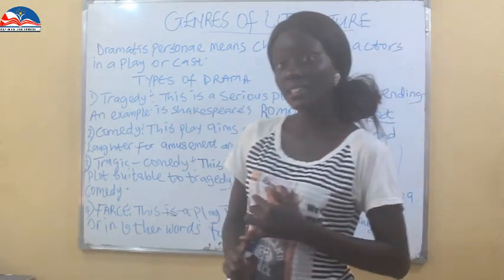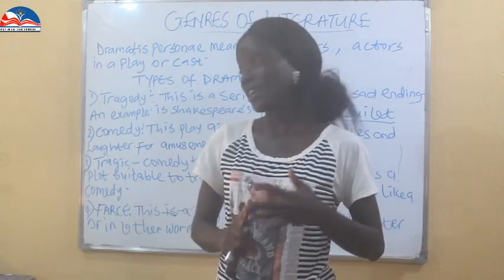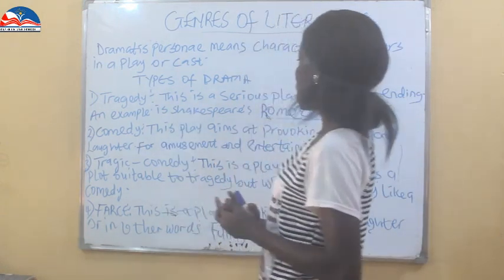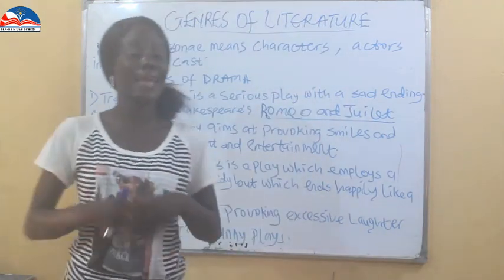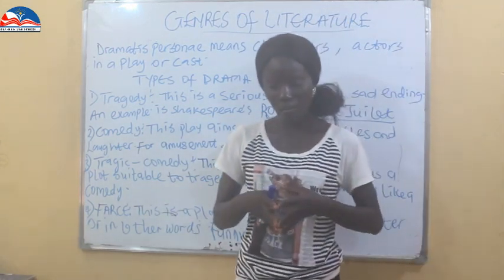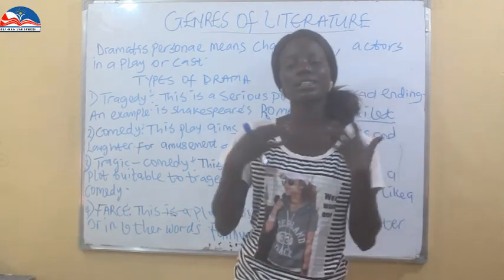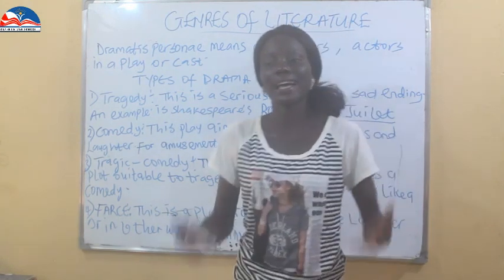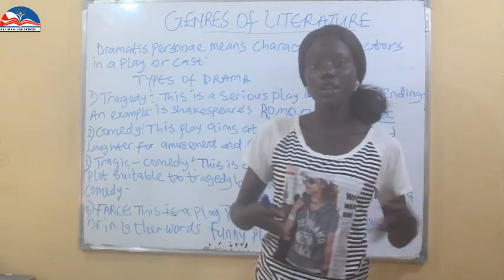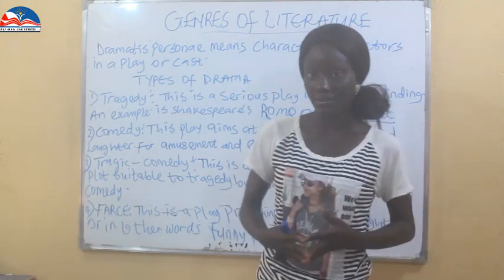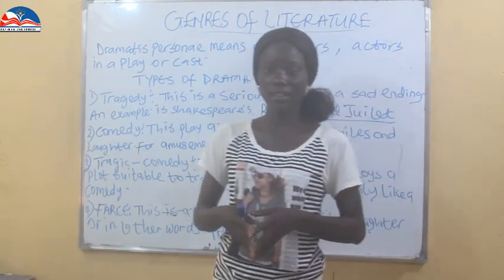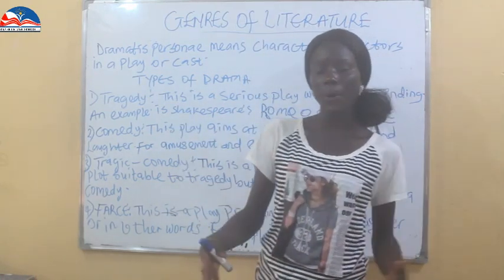Types of drama, we have tragedy, comedy, tragicomedy, and farce. Now let's look at tragedy. What is tragedy? This is a serious play with a sad ending. What does sad ending mean? When the main character, the important character in the play, dies. We have the case of Romeo and Juliet, a William Shakespeare play. Romeo and Juliet were the main characters in the book and they died. So that play is a tragedy because it has a sad ending. The death of the main character, the hero and heroine.